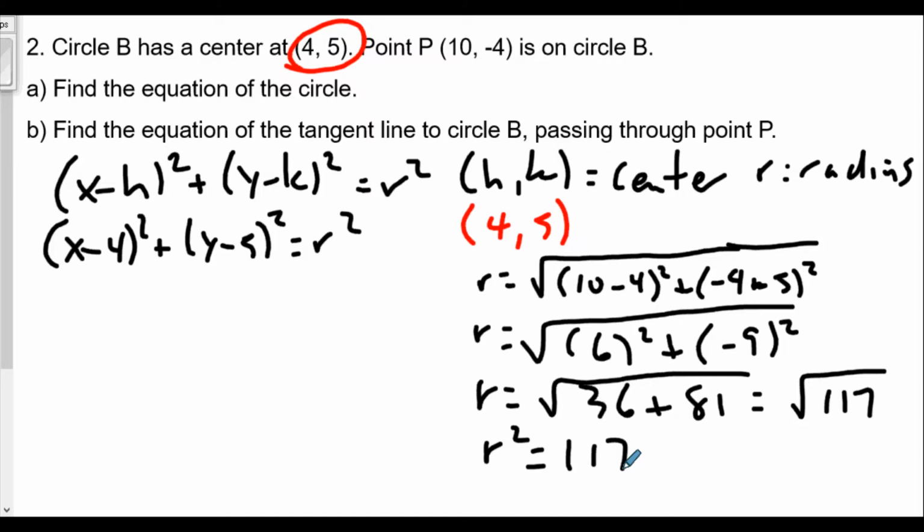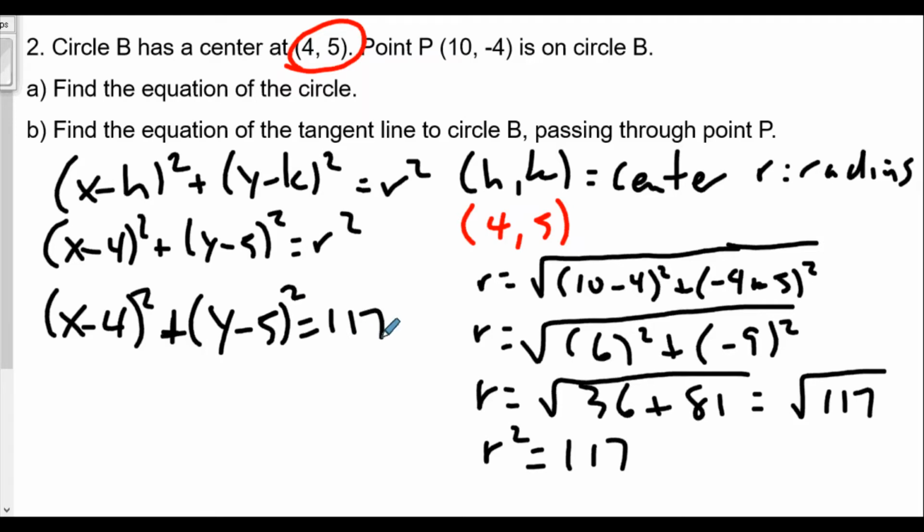We're looking for the radius squared. Therefore, for the answer to part A, now that we found the measurement of the radius, we square it, and we don't have to simplify it. We could have simplified, but it's unnecessary because we're just going to square it. So the equation of the circle is (x - 4)² + (y - 5)² = 117, and that's the answer to part A.